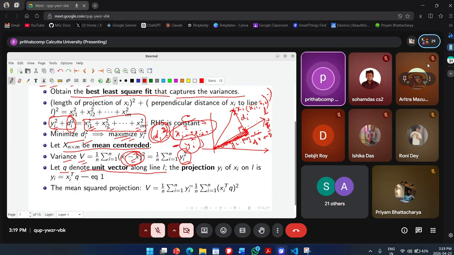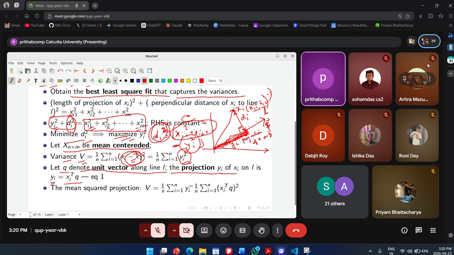From the linear algebra technique that we know, the projection yi of xi on this L is nothing but xi transpose q. Q is a vector, xi is also a vector, right? So xi transpose q, where xi is this. Okay, so xi transpose q. Q is a unit vector, don't forget that.